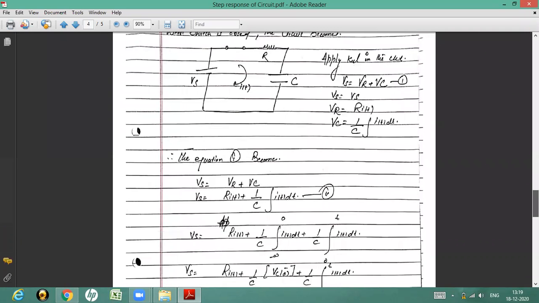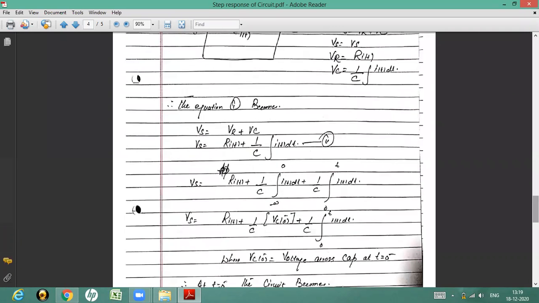When you substitute these values, you can see that Vs is equal to VR plus Vc, so Vs is equal to R i(t) plus 1 upon C integral i dt. And this is your equation number 2. Now, in case of a capacitor, we integrate the voltage across the capacitor between two limits, one is called the initial limit and the second is called the final limit.